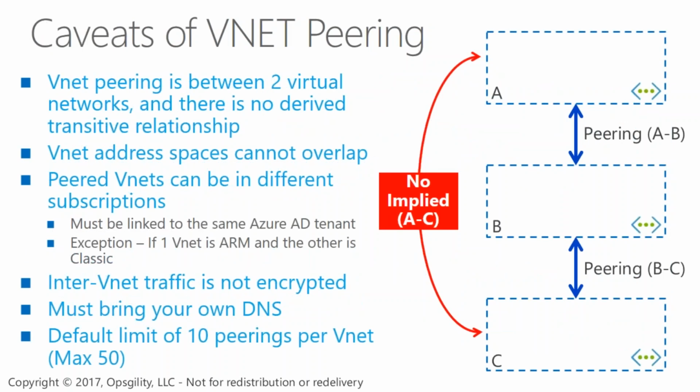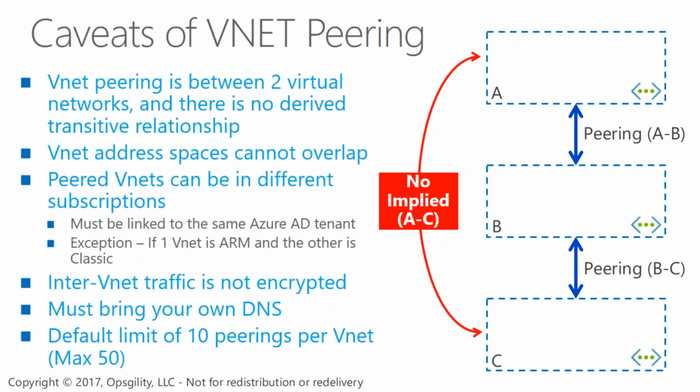A couple of caveats, always good to consider the caveats of a solution. First off, VNet peering is between 2 virtual networks. There's no derived or implied transitive relationship. You can see in the diagram here that I've got virtual network A peered with virtual network B. I also have virtual network C peered with virtual network B. But it's important to understand that in this scenario, there's no implied connectivity between A and C. Also, when you're going to peer virtual networks, it's important to know that the address spaces that are defined cannot overlap.